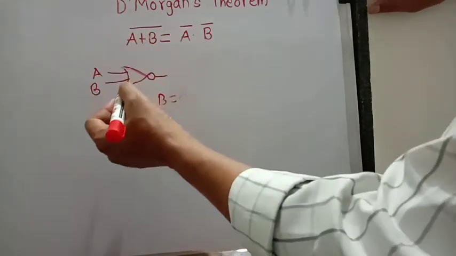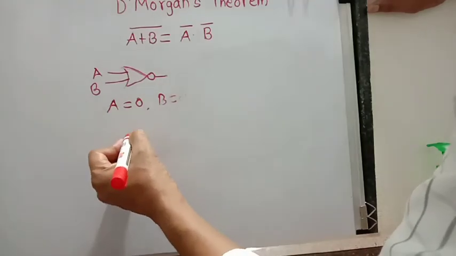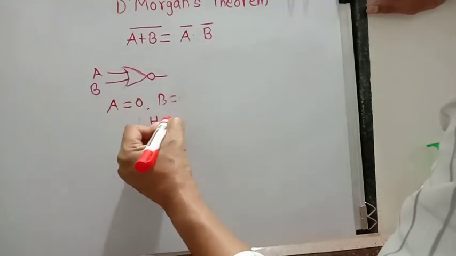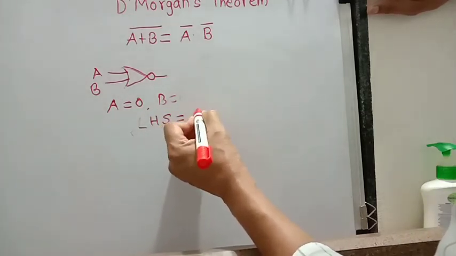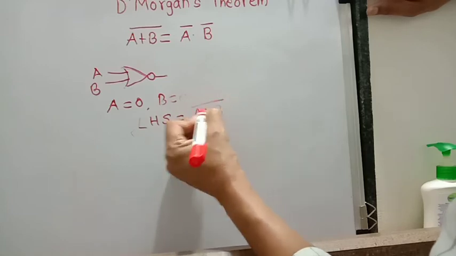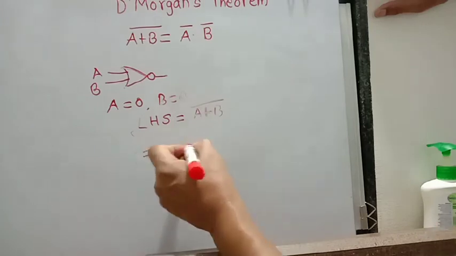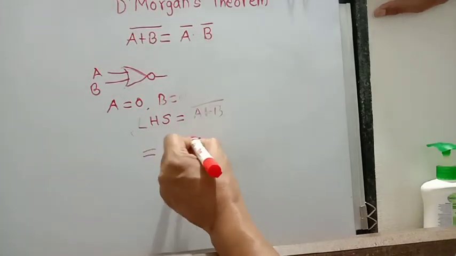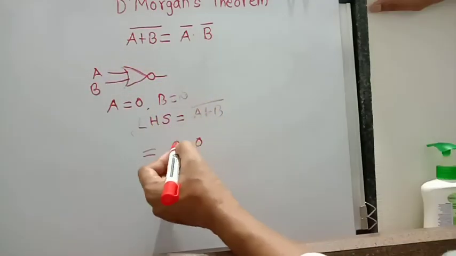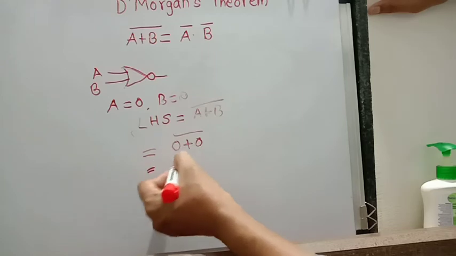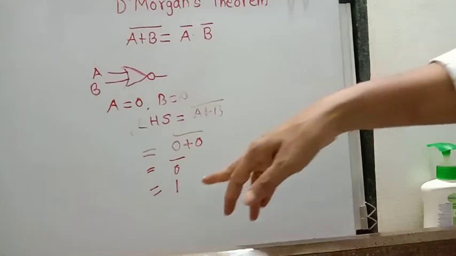For LHS, the equation of NOR gate is A plus B bar. So LHS is equal to A plus B bar, which is 0 plus 0 bar, because A is equal to 0 and B is equal to 0. 0 plus 0 is 0, 0 bar is equal to 1. So LHS is equal to 1.